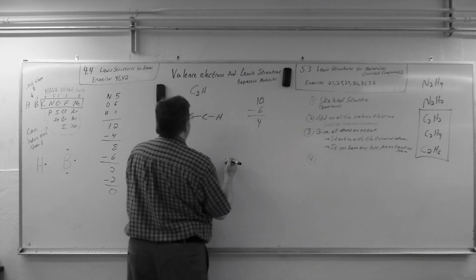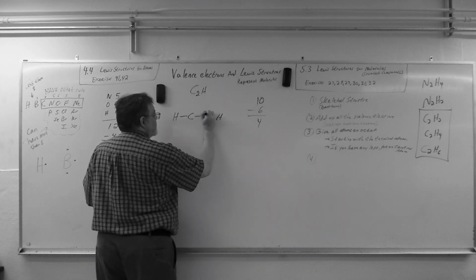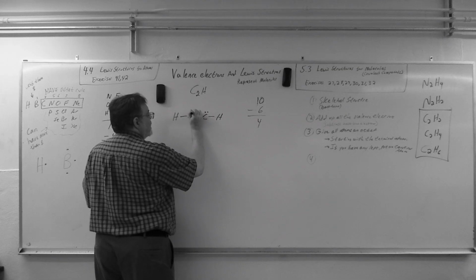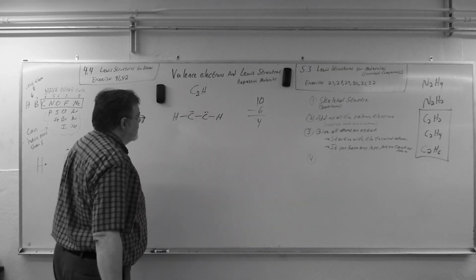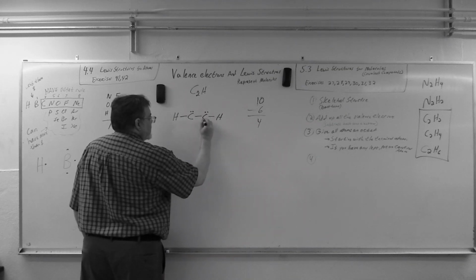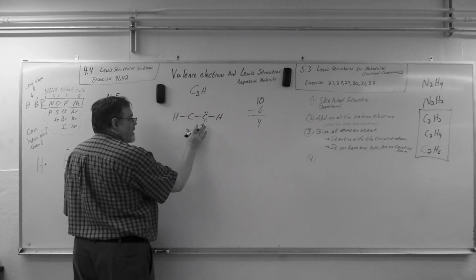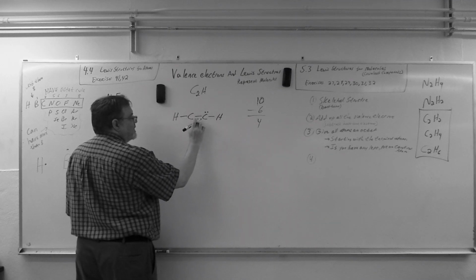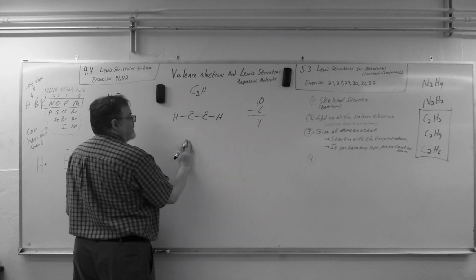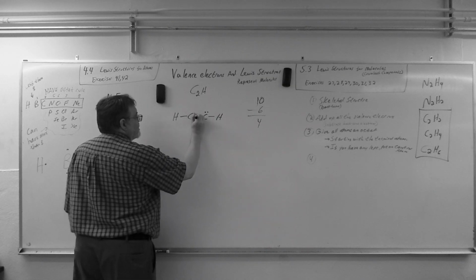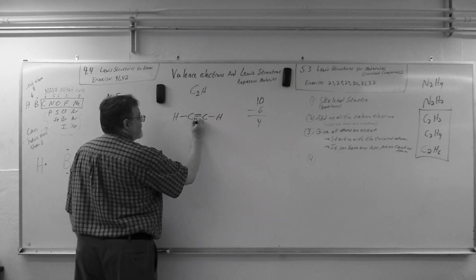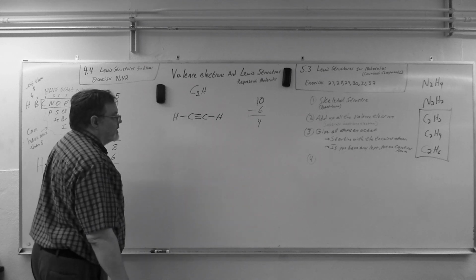I have 4 left. Hydrogen's fine, so I need to put 4 somewhere. I'll do that. I could do this as well. Either way, I'm going to have a problem with the octets on the carbons. So let's say I did that. I'm going to borrow this pair to make a bond, then I'm going to borrow this pair to make a bond. You end up with a triple bond.